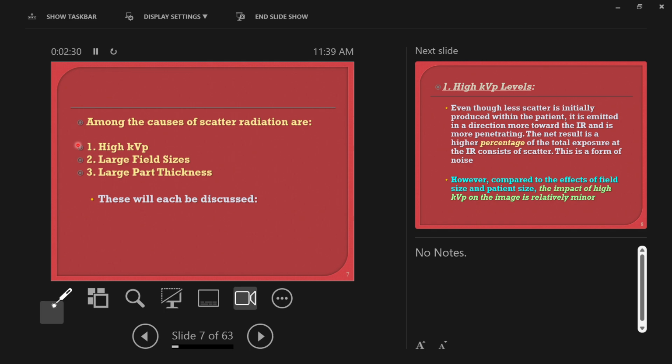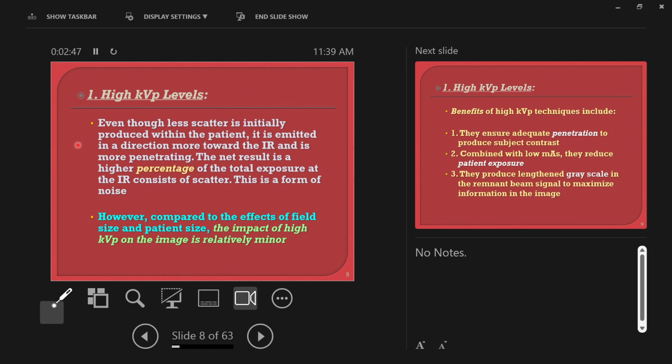It makes the beam more penetrating, right? Kilovoltage changes the power inside of the X-ray tube, right? So by raising kilovoltage, you can make the X-ray beam more or less energetic, right? Making the X-ray beam more or less penetrating. Okay, so let's look at high kV levels. Even though less scatter is initially produced within the patient, it is emitted in a direction more toward the image receptor because it's higher energy. The scattered radiation tends to continue on towards the image receptor rather than scattering in random directions around the room. So more scatter gets to the receptor with higher kilovoltage. The X-ray beam is more penetrating, but you also deliver more scatter to the receptor.